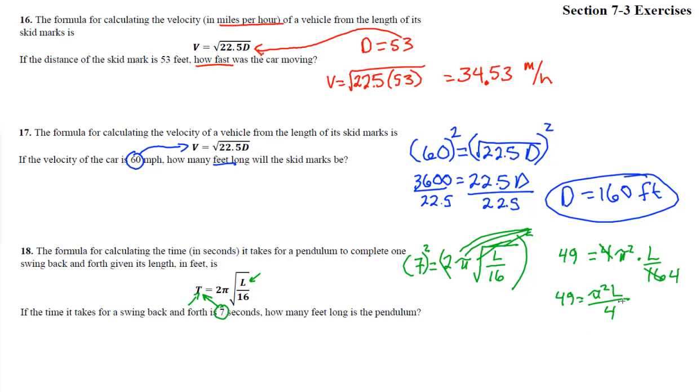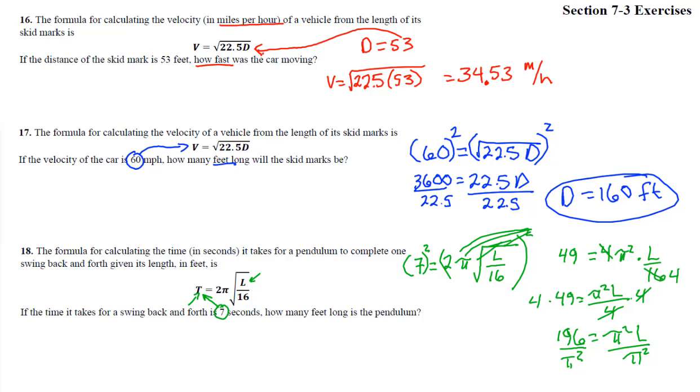We can do this. Times both sides by 4, and we get 49 times 4 is 196 equals pi squared times L. And then divide by pi squared. Really that's why it's in this section, is just that we had to square both sides to get rid of that square root. So divide by pi squared.